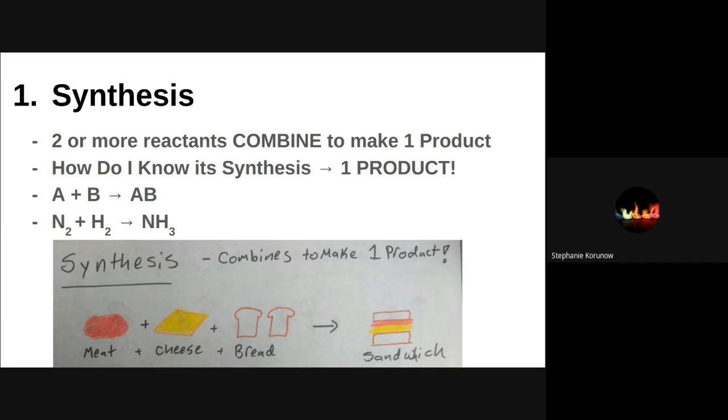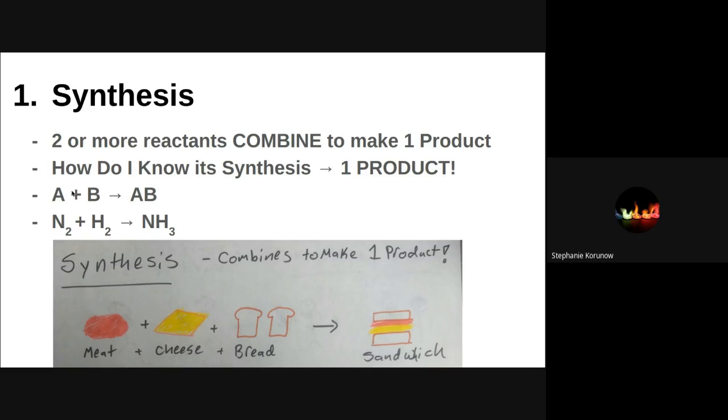So our first type is called synthesis. Now the word synthesis means to make something. Like in photosynthesis, plants make their food. Or if you have something that is synthetic, it was made in a lab. So here we have 2 or more reactants combining to make one product. Okay, so how do we know it's a synthesis reaction? It's going to have only one product at the end, one thing after the arrow, because everything is combining to make one thing.